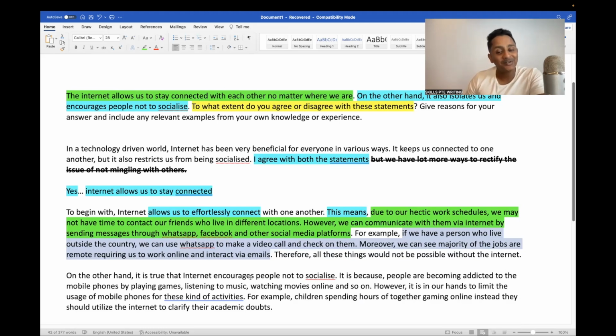But I'll tell you where she went wrong. Therefore, all these things would not be possible without the internet, which says internet allows us to stay connected no matter where we are. Even she has written, no matter where we are. That part as well she has given the significance throughout, you observe. This is called reading the question correctly.